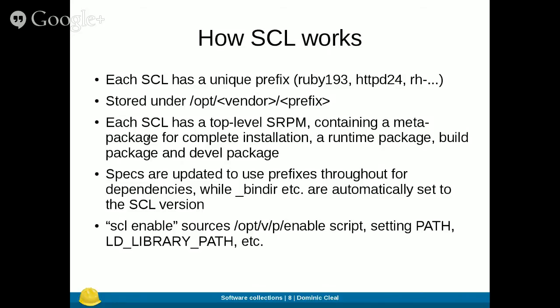There is a script deployed by the runtime RPM called enable, and this does the magic of changing the current working environment to load the libraries and load the binaries from the /opt path. So when you run scl enable with the collection name, it sources the enable script that's been deployed by the collection, and that sets up the environment variables to load libraries and binaries from /opt. And this is preferred over the system version. So it's very much a runtime and small build time change.